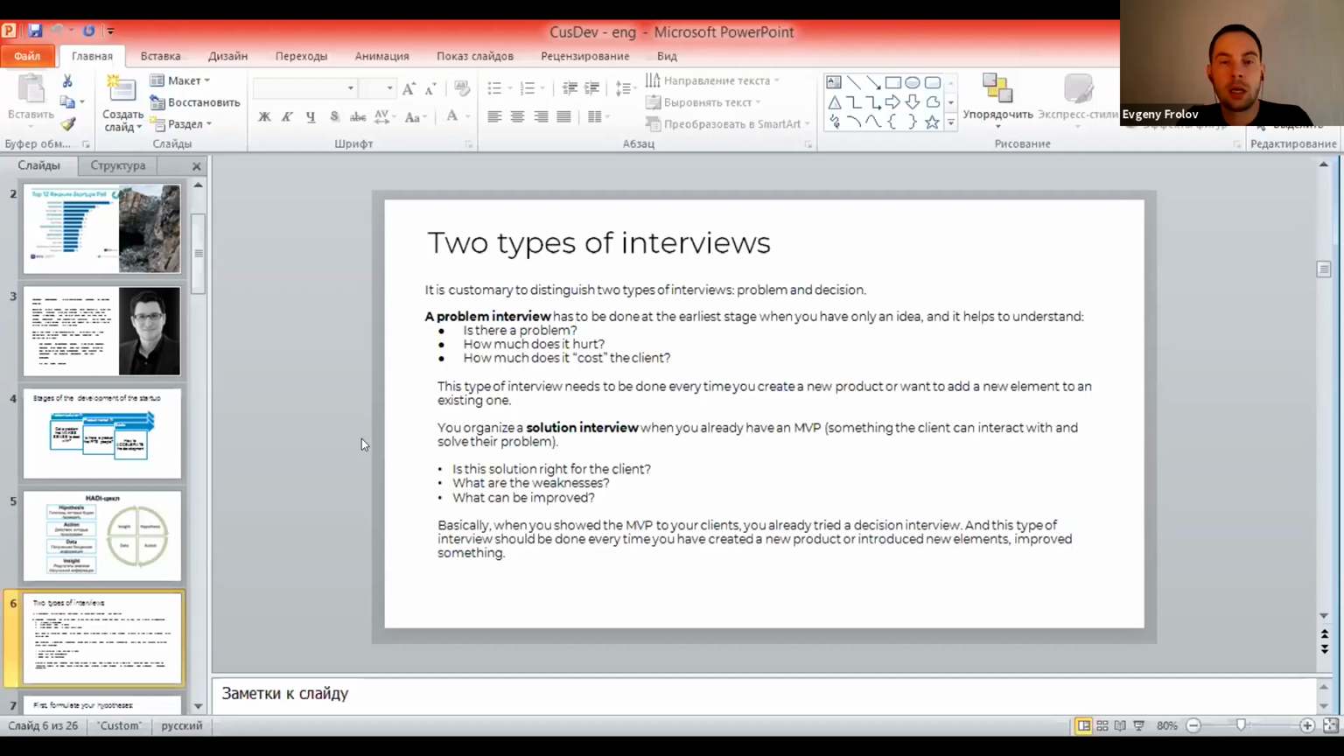The main goal here is again to confirm that the problem exists, but it's a small goal. The big goal is to understand, okay, we have this solution. Is it relevant for this problem? Is it relevant for you as a client? What is the feedback? What should we add? What should we remove from there? And are you ready to pay for that? These are the main key questions in this solution interview.